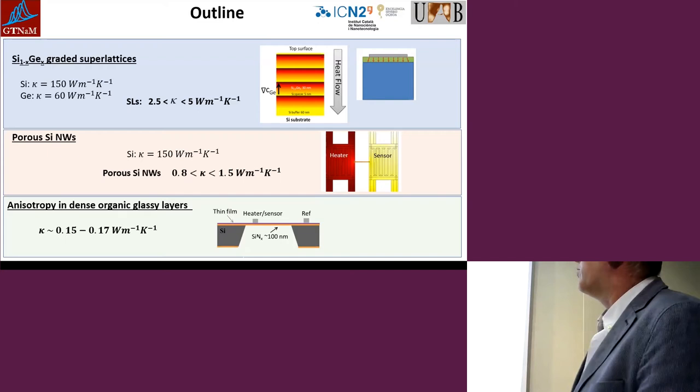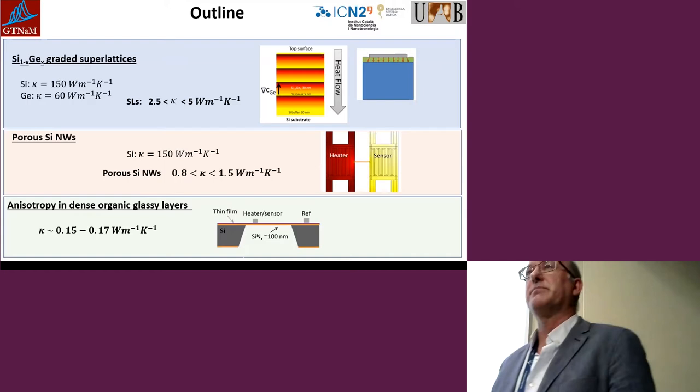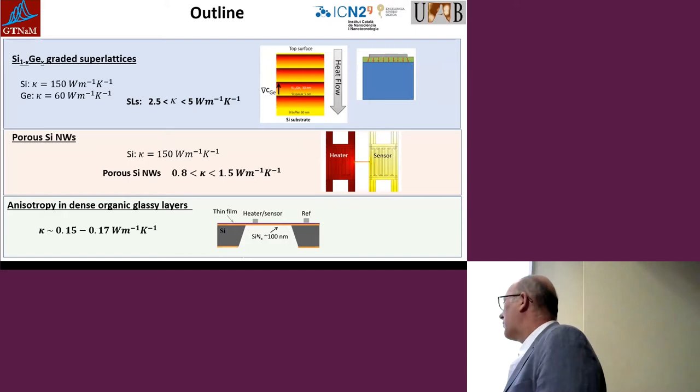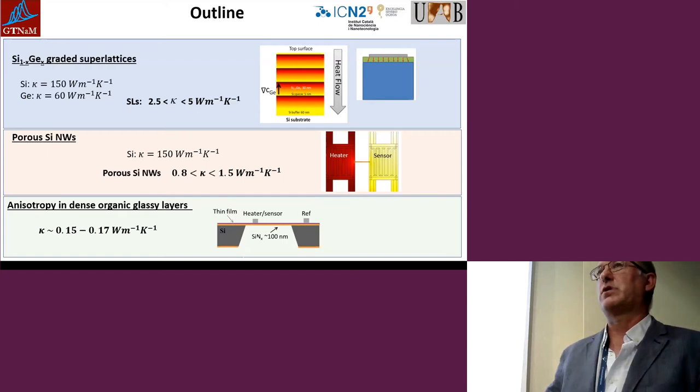And then I will go into a technique that we have developed in the lab in the last few years, in which we can now measure the in-plane thermal conductivity of layers, and I'll show you how we use this technique in order to measure organic materials and to determine anisotropy in those materials. And I'll show you how we can change the molecular anisotropy in those materials, and how this highly sensitive technique is quite useful in order to understand the molecular orientation of those systems.